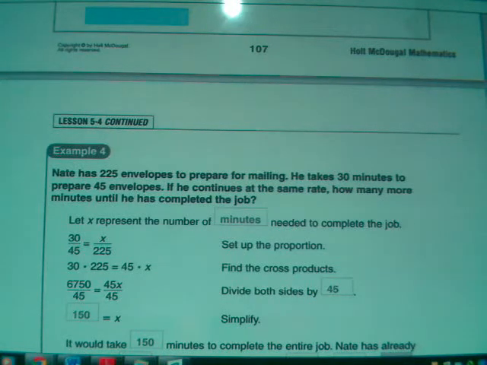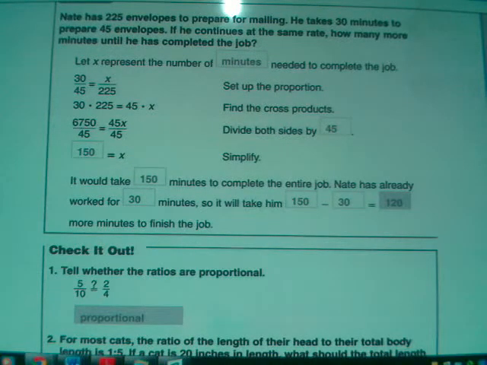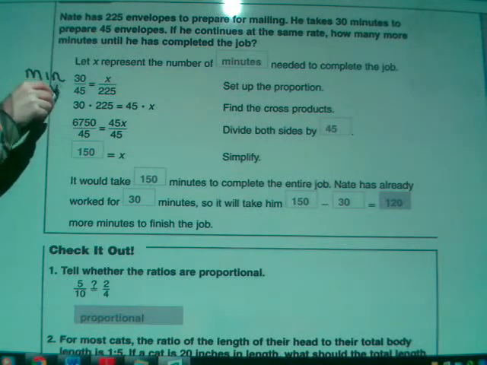All right, let's go ahead and take a look at number 4. It says Nate has 225 envelopes to prepare for mailing. He takes 30 minutes to prepare 45 envelopes. If he continues at the same rate, how many more minutes will happen until he completes the job? All right, so they're going to set themselves up a ratio here that compares 30 to 45. It's 30 minutes to do 45 envelopes.